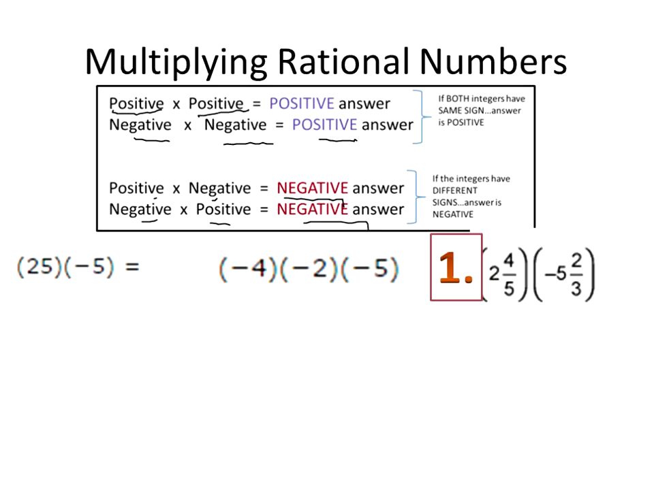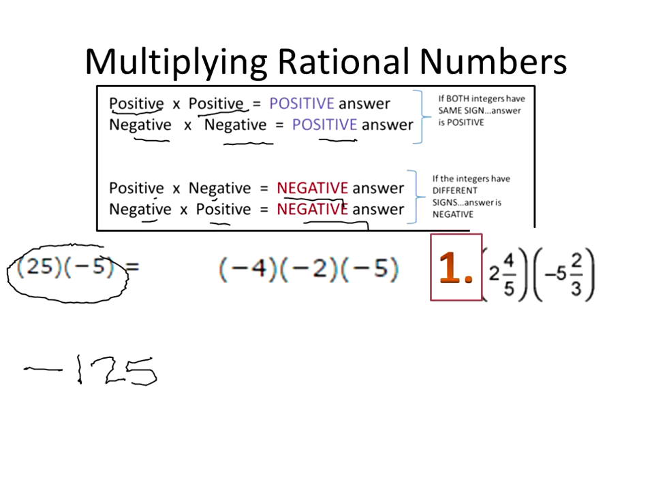All right, so what I like to do whenever I multiply or divide with positives and negatives is make sure that I get the sign first. So with this first problem, I have a positive and a negative. Since these are different signs, I know my answer is going to be negative. So I can go ahead and put that negative down right away. And then I can multiply. 25 times 5 is 125.